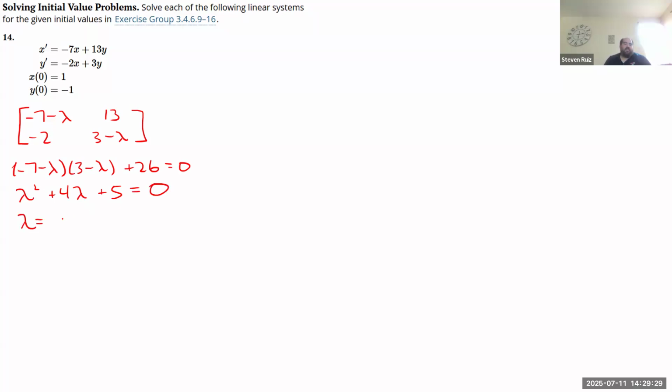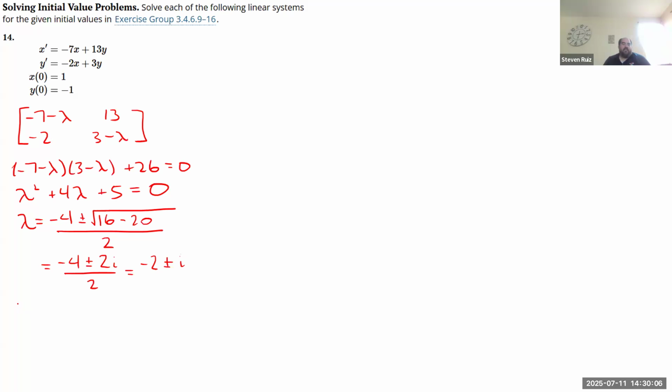Quadratic formula, because we're assuming we're going to have complex eigenvalues. Lambda equals negative b plus or minus the square root of b squared minus 4 times 1 times 5, all over 2. So I get negative 4 plus or minus the square root of negative 4, so 2i, over 2. So minus 2 plus or minus i. Again, I'm going to take the eigenvalue that has a positive i in it.